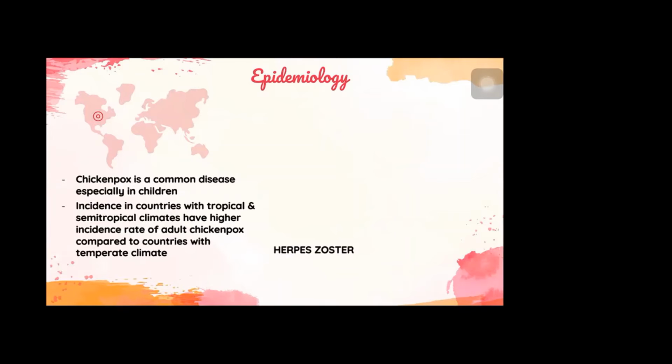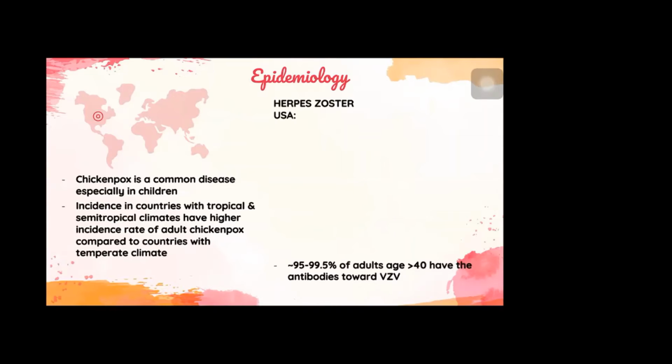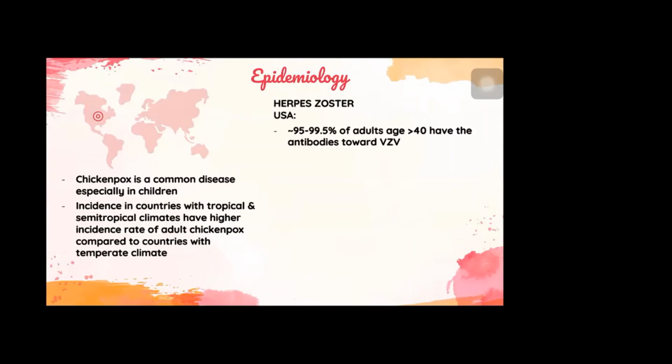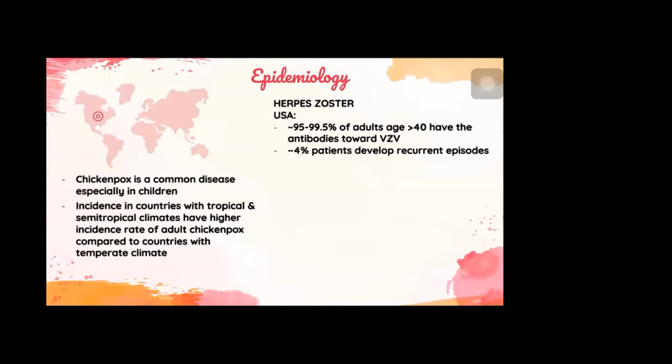For herpes zoster, there are not many studies, but there is a well-documented study in the USA about the epidemiology of herpes zoster, which found that approximately 95 to 99.5% of adults aged more than 40 have antibodies towards VZV, and almost 4% of patients will develop recurrent episodes of herpes zoster. Around 10 to 15% of herpes zoster cases in the USA will complicate to herpes zoster ophthalmicus.